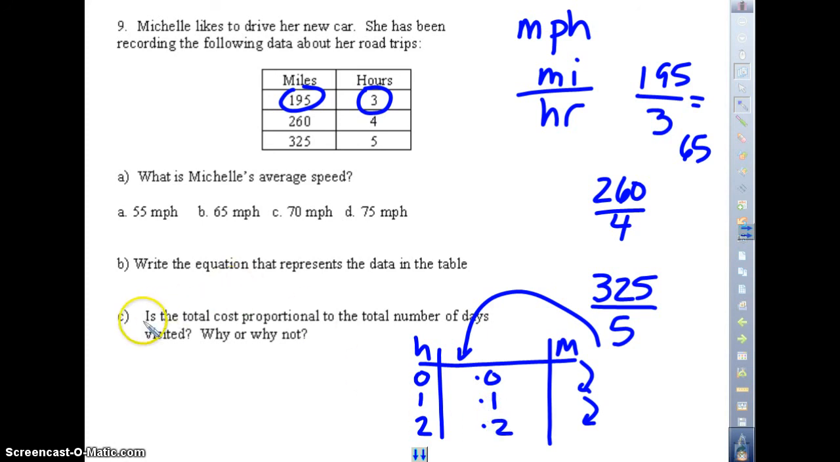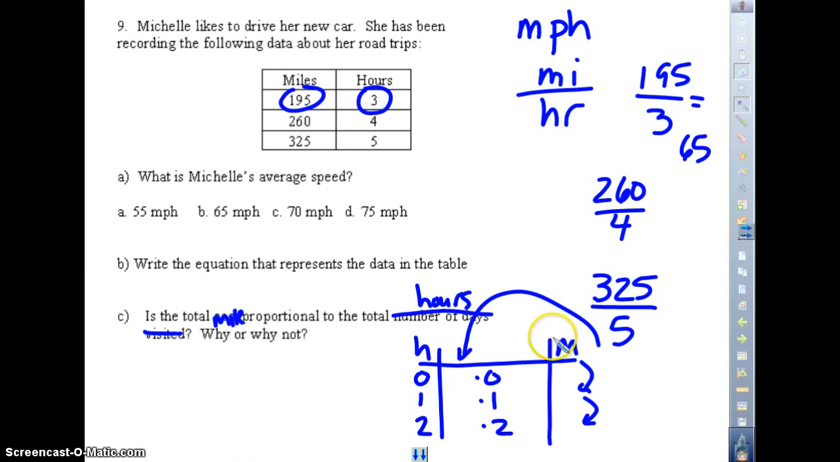Then I want to know, is the total cost, that should be total miles, is the total miles, I'm writing that in the wrong place. Let me fix that. Is the total miles proportional to the total hours? Someone told me there was a typo, and yes, there is. I want to know, is miles proportional to hours?